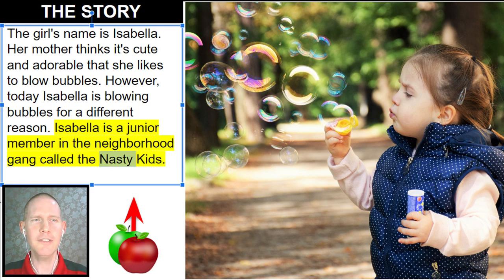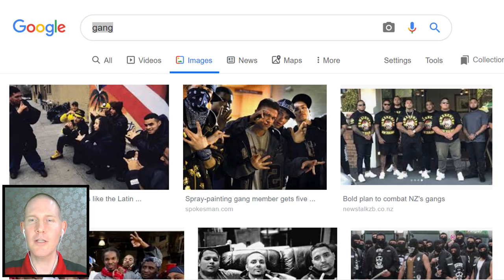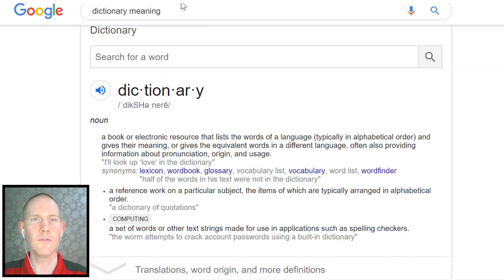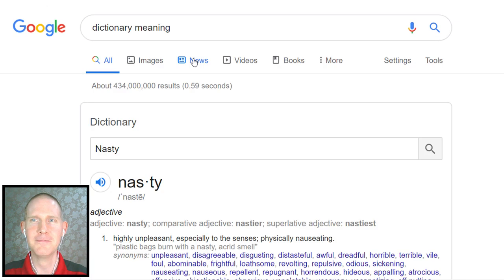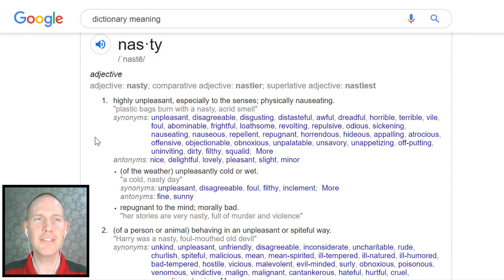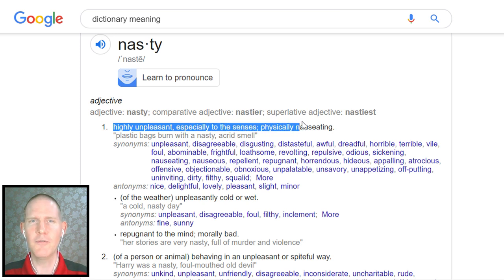Nasty. What does nasty mean? And even if we know what nasty means, let's take a look and we can get some synonyms. All right, let's stick it in the dictionary. Nasty. All right, first let's hear the pronunciation. Nasty. Okay. Highly unpleasant, especially to the senses. Physically nauseating. Vera Kalugina says naughty.